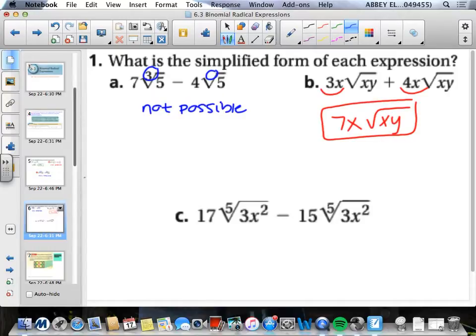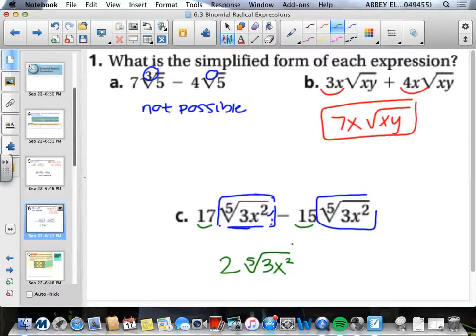On C here, again, let's look at our index and our radicand. Are those the exact same? Are they identical? Yeah, they are. So all I need to do is subtract the 17 and the 15. 17 minus 15 gives me 2 fifth root of 3x squared. I still have my index and my radicand as the same. I just simplified down.